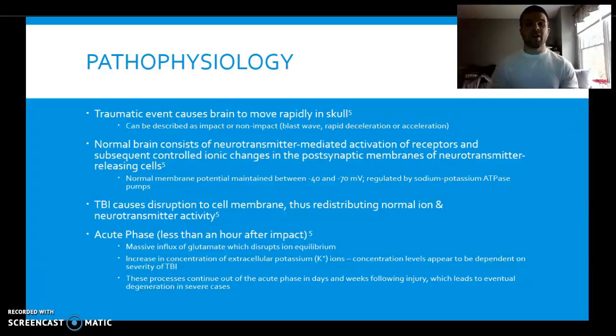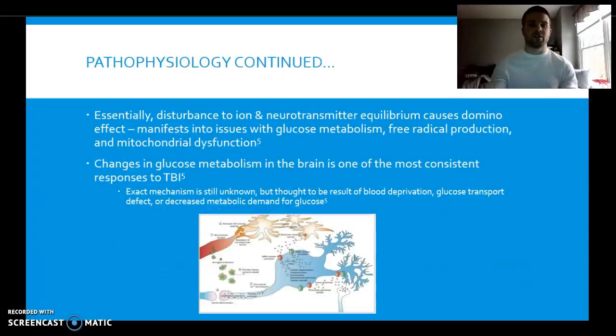That's, best case scenario. That's a normal healthy brain. Unfortunately, when a TBI occurs, that entire equilibrium is disrupted, and that's where a lot of the negative symptoms come from. So in the acute phase, which is less than an hour after impact, you have a massive influx of glutamate and potassium. Molecules and ions that are really disrupting the normal equilibrium of the brain. And these processes continue out of the acute phase into days and weeks following injury in some circumstances, which leads to eventual degeneration in more severe cases.